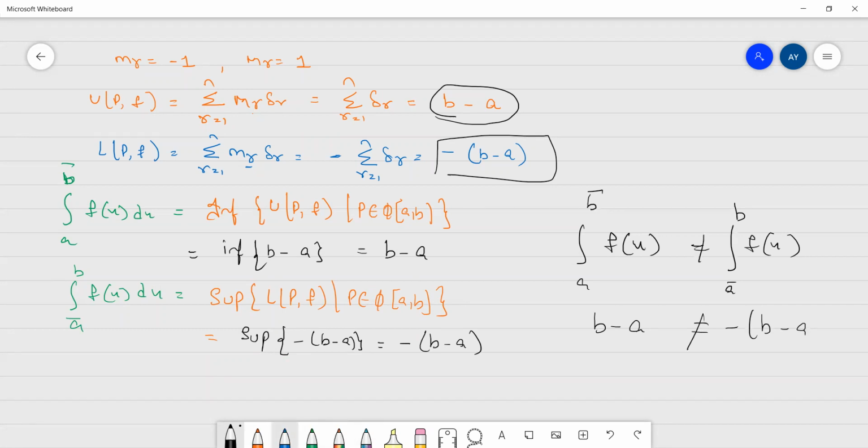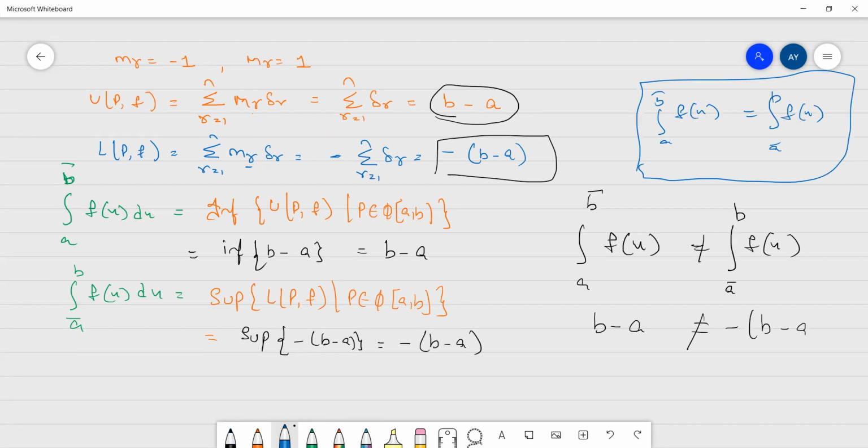For a function to be Riemann integrable, what do you have to have? The upper integral of f(x) dx should be equal to the lower integral of f(x) dx. If these integrals are equal, you can clearly tell that this is Riemann integrable. Here both integrals are not equal, so you can clearly tell that f is not Riemann integrable. So what have we proved? Mod f belongs to R[a, b], but f does not belong to R[a, b]. So from here we can tell that the converse is not true.